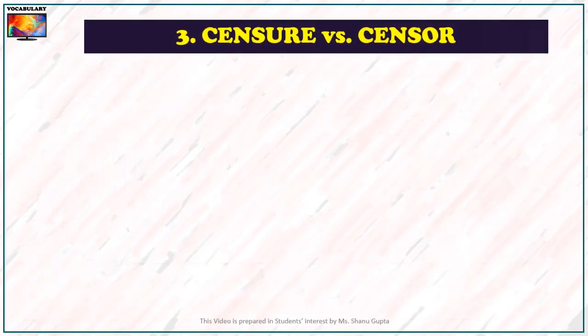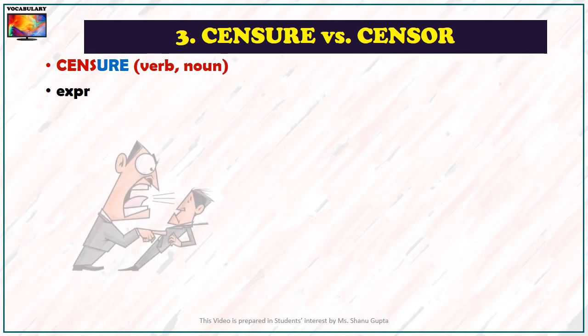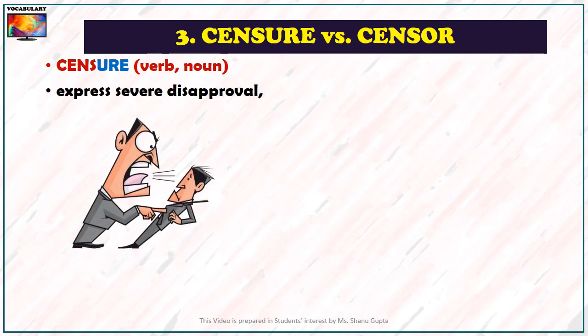The third pair we are going to discuss is censure versus censor. The first word censure means to express severe disapproval, especially in a formal statement. For instance, a boss may censure his subordinate for repeatedly coming late to office. The word is stronger than just scolding or rebuking someone because censure is used in a formal context.